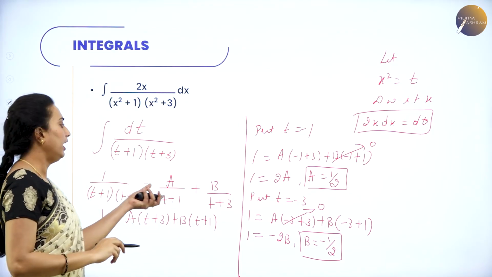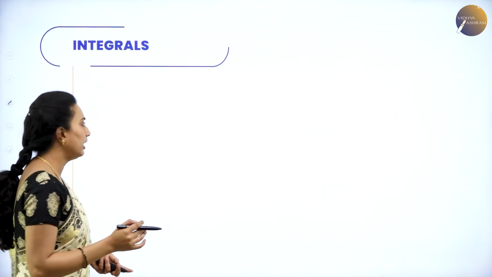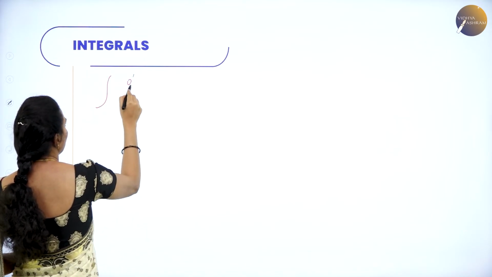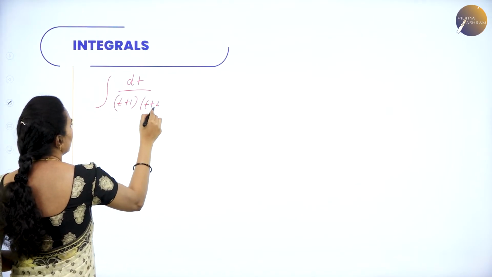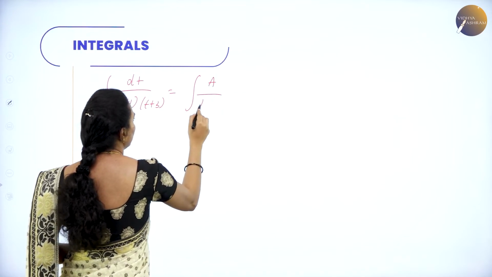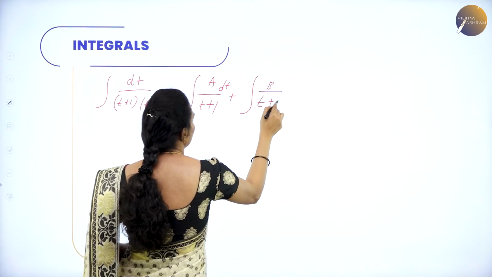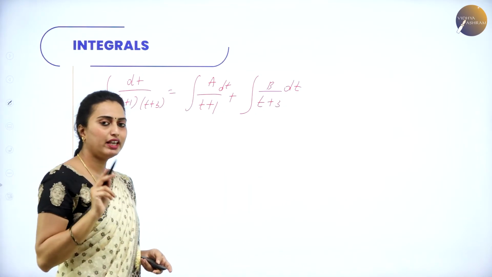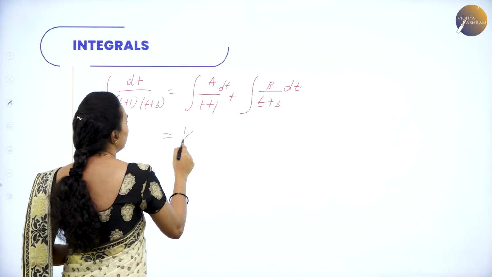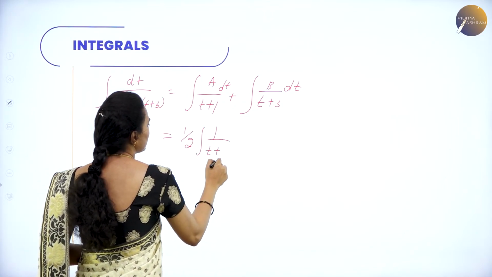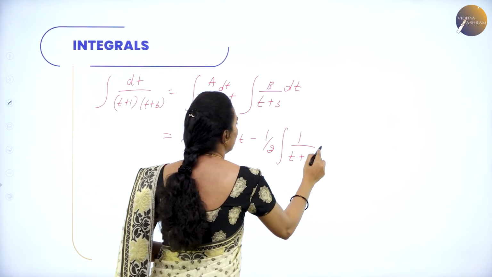Substituting a and b and then integrating, at last you are going to substitute for t, right? Therefore, integrating that, the integral of 1 dt divided by (t plus 1) into (t plus 3) is equal to the integral of a divided by (t plus 1) dt plus the integral of b divided by (t plus 3) dt. Now substituting the values, a is 1 by 2 and b is minus 1 by 2, which gives 1 by 2 into the integral of 1 divided by (t plus 1) dt minus 1 by 2 into the integral of 1 divided by (t plus 3) dt.